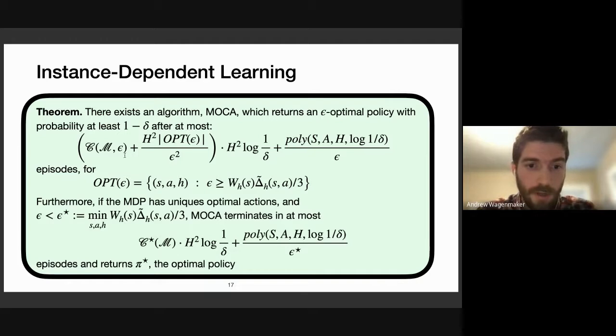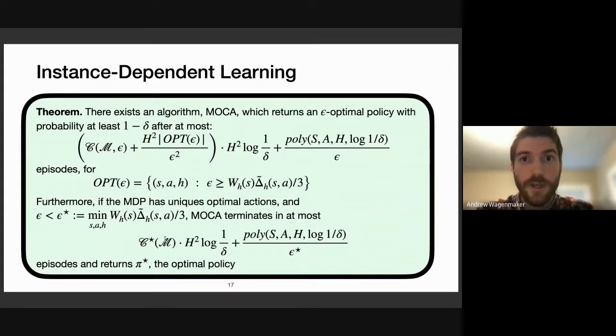And we furthermore have that if the MDP has unique optimal actions in every state, and we run the algorithm with a setting of epsilon less than epsilon star, where epsilon star is this minimum over the reachability and the gap, then Mocha will terminate in at most C star of M, which is this best policy gap visitation complexity, and it will return pi star, the optimal policy.